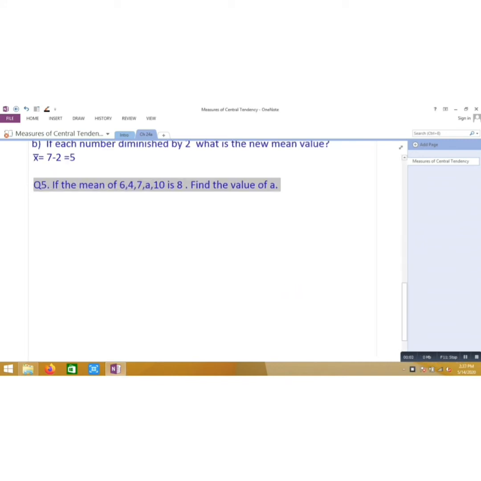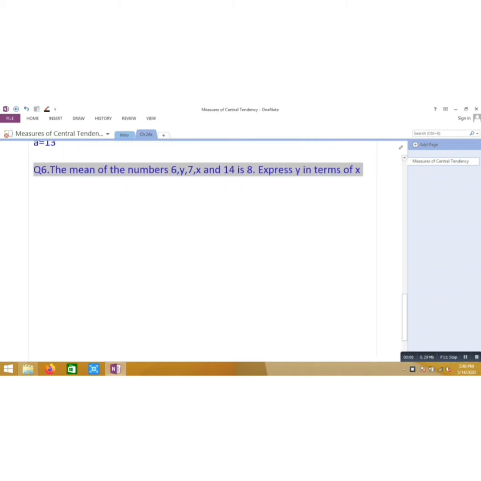Next question 5, if the mean of the list of 5 data points given is 8. Here mean is given, but one of the values in the data set is missing. That's been represented as A. So we need to find the value of A. So it's 27 plus A divided by 5. The mean is 8 already. So 8 into 5 is equal to 27 plus A. 40 on the left hand side, and bringing the numerals all on the left hand side, we get A equal to 13.